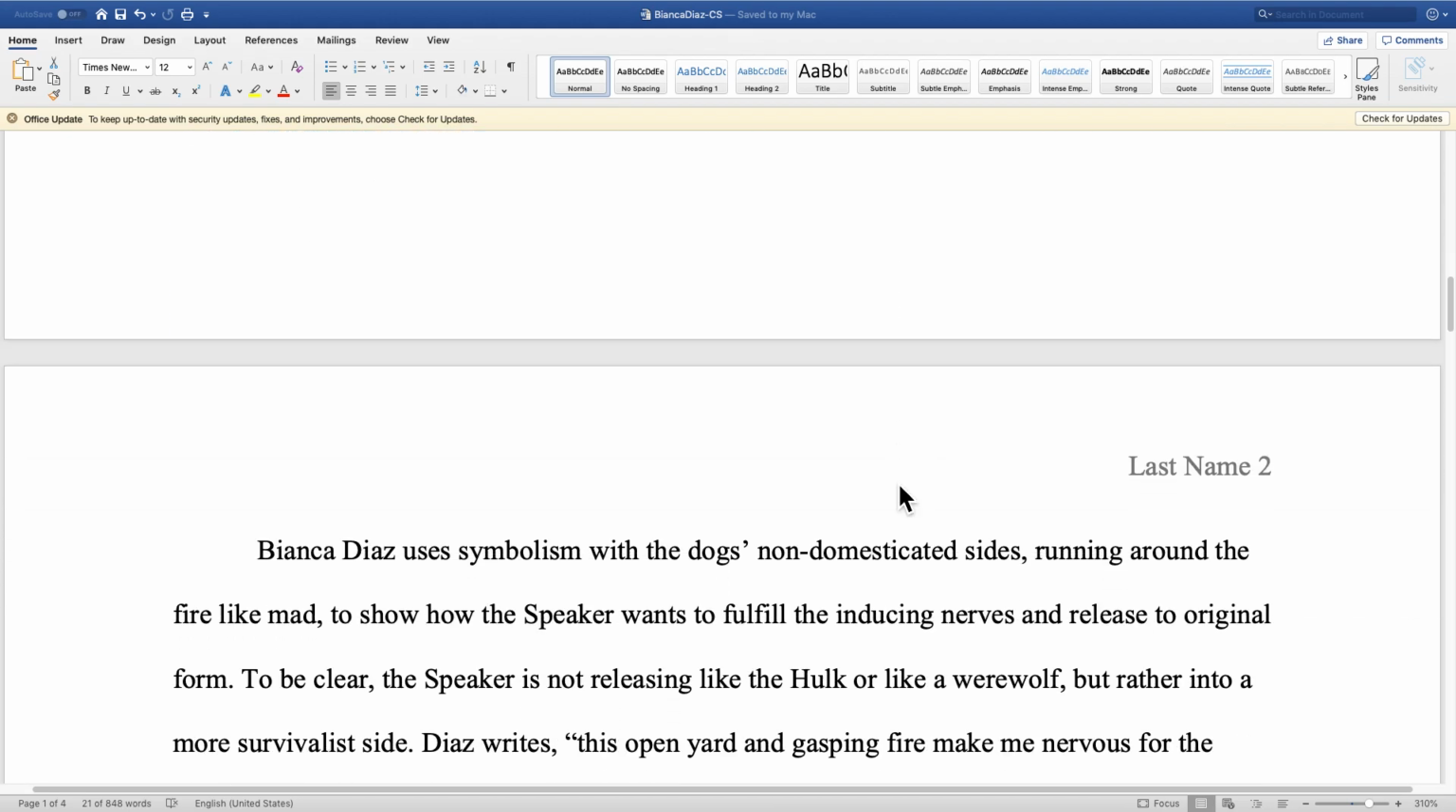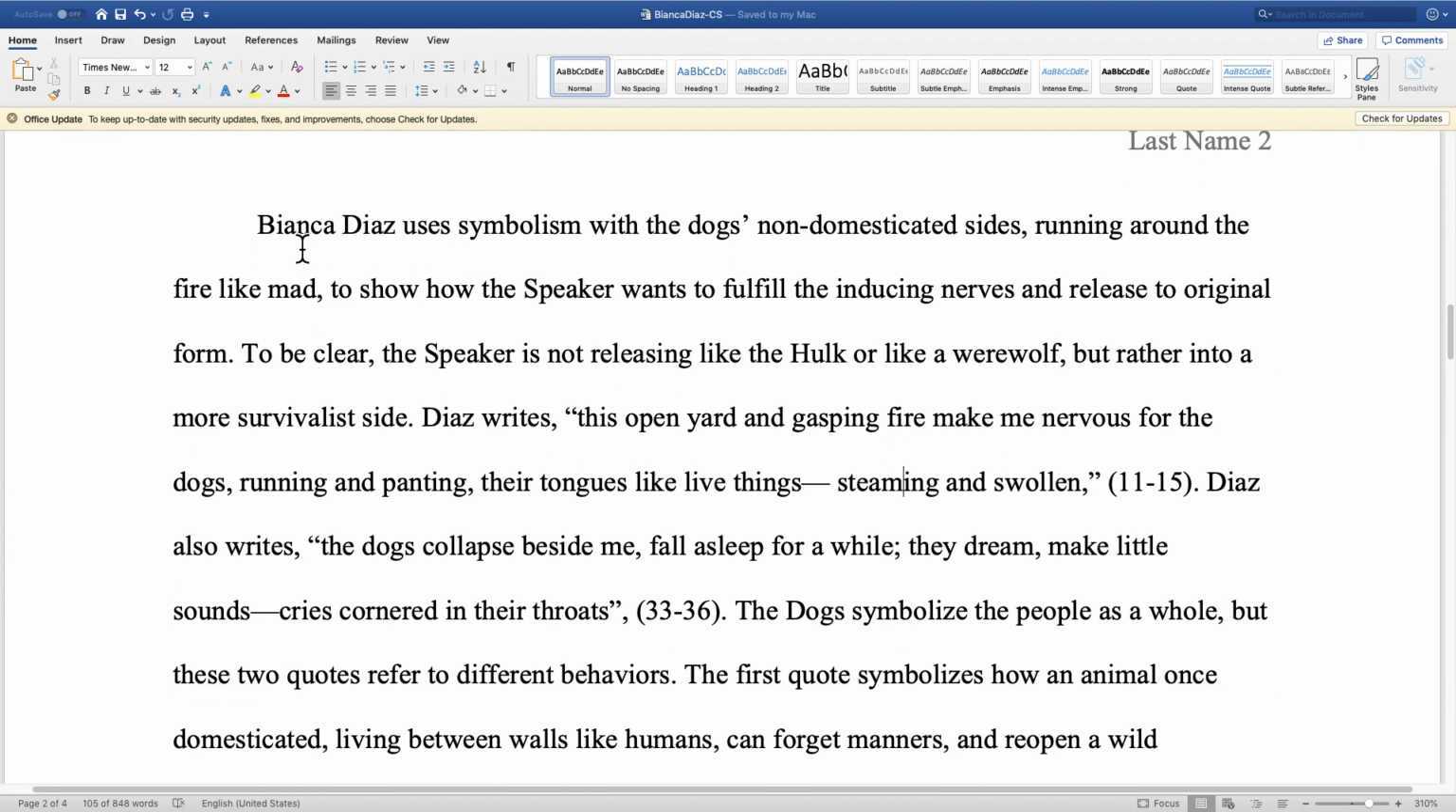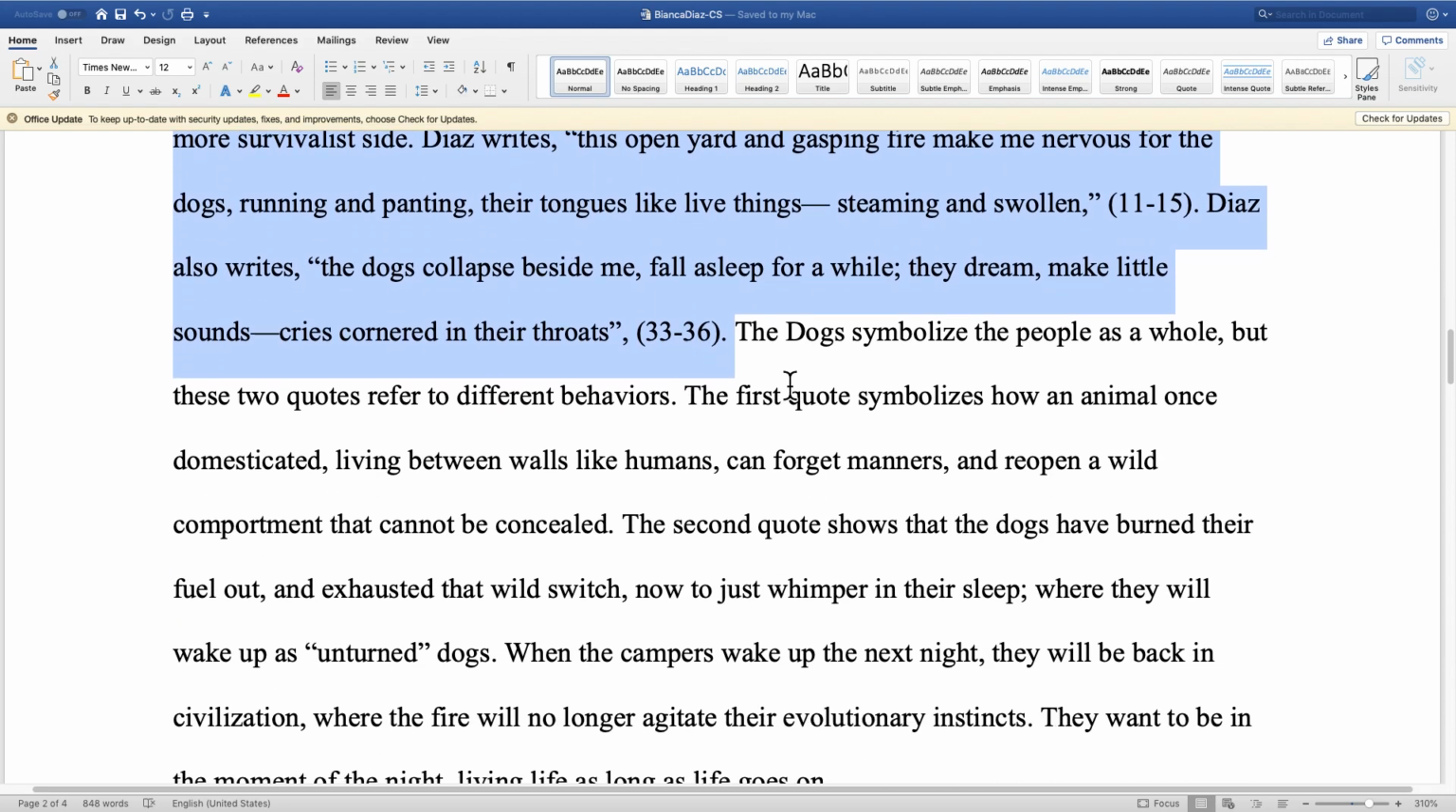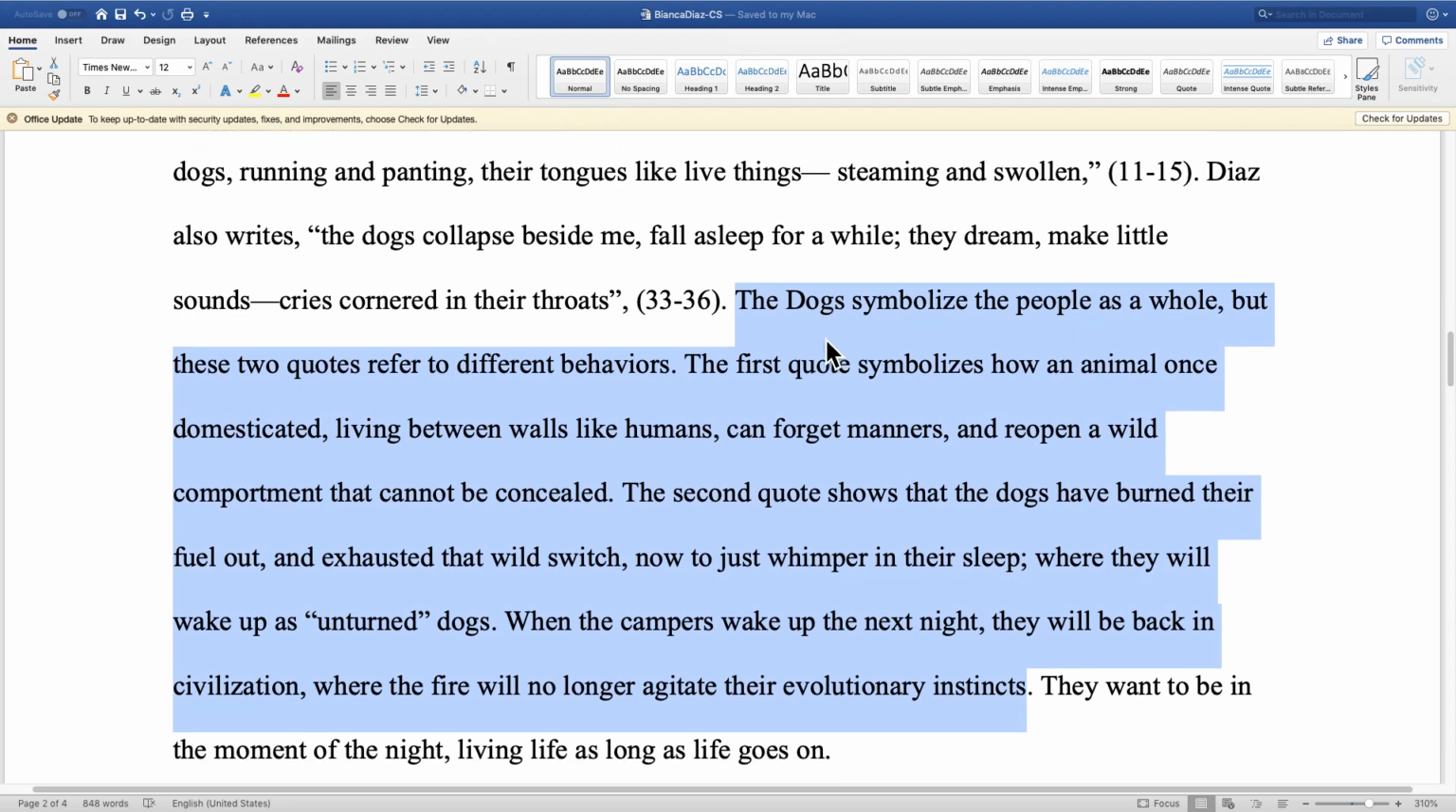Let's take a look at another body paragraph. It follows the same formula. The very first sentence is called our topic sentence claim. It's what we have to support within the body. We then follow that with cited evidence and some kind of explanation or warrant.